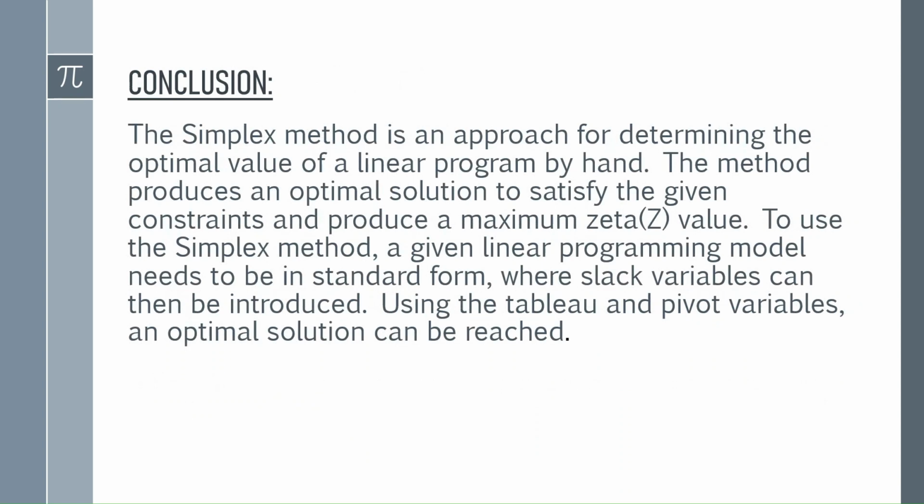Conclusion. The simplex method is an approach for determining the optimal value of a linear program by hand. The method uses optimization to satisfy the given constraints and find the maximum Z value. To use the simplex method, a given linear program is converted to standard form, where slack variables are then introduced. Using the table, pivot variables and optimal solutions can be found.